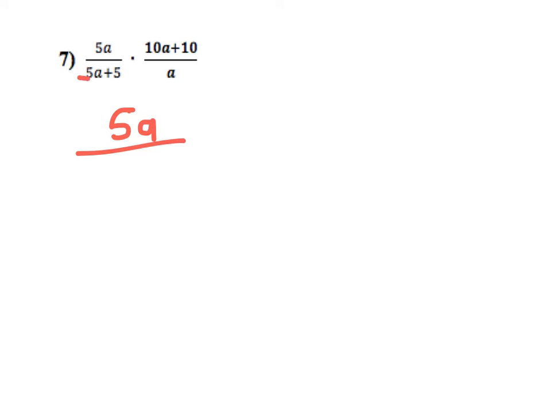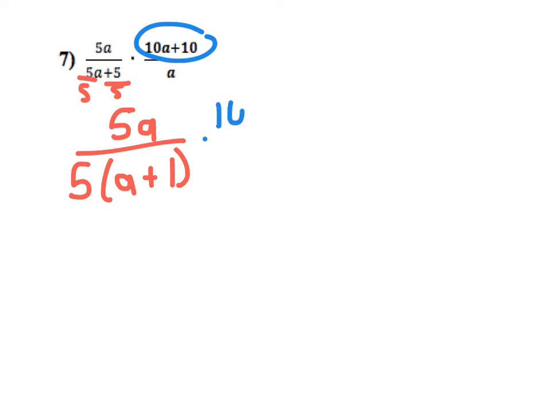On the bottom, I have 5a plus 5. So I'm going to factor out a 5, which will leave me with a plus 1. Now I know it was a plus 1 because I did divided by 5, divided by 5. For the second one, on top, I have 10a plus 10. So I can take a 10 out of both of those. So we're going to have times 10 times a plus 1. And that one is divided by just a.